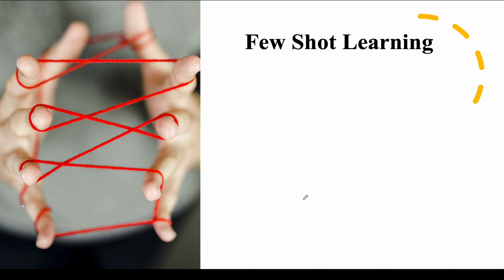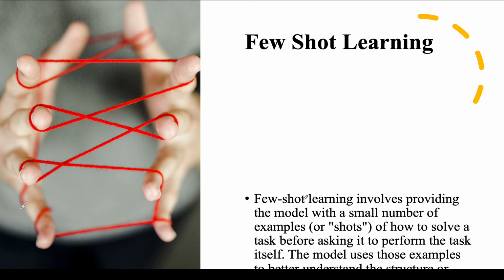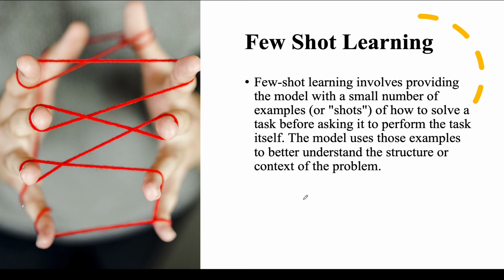Few-shot learning involves providing a model with some limited examples, or a small number of shots, of how to solve a task before asking it to perform the task itself. In this case, we provide some examples to the machine learning model, say for example 3 examples or n examples.